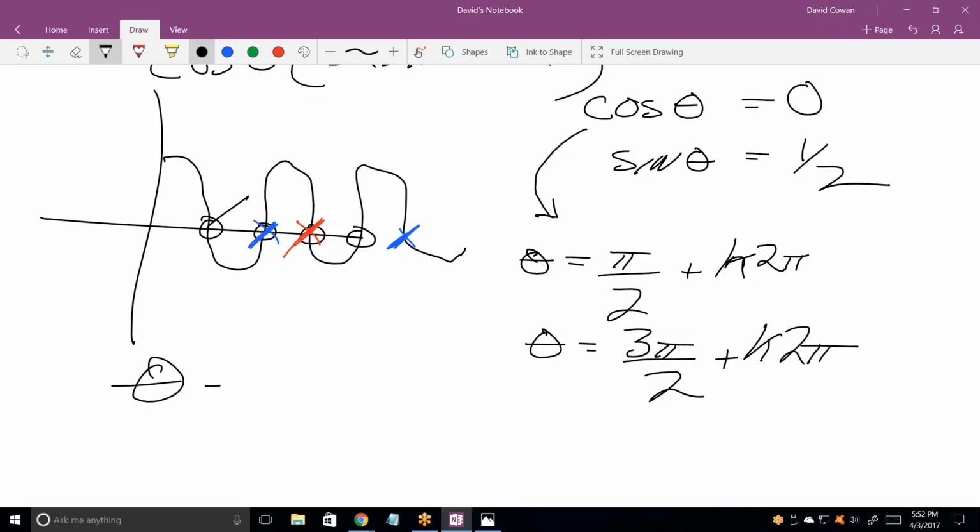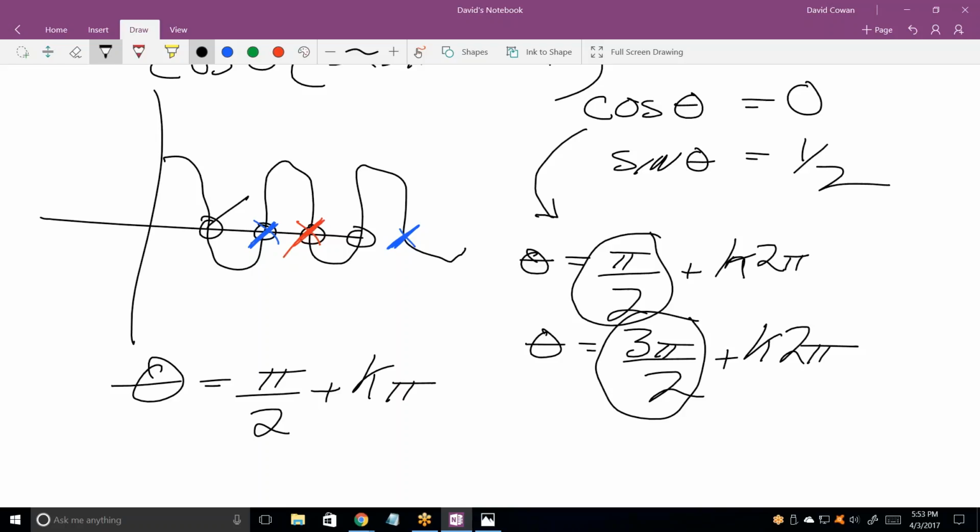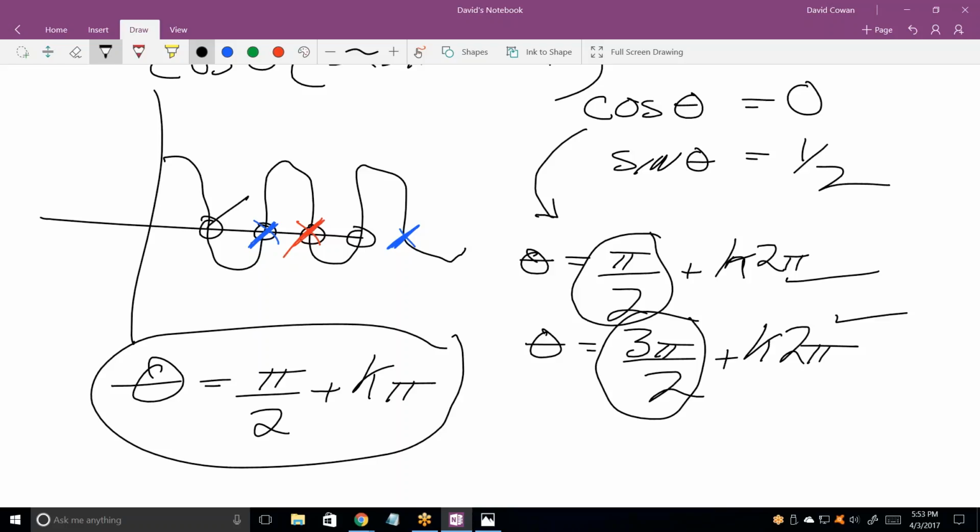If I said theta was pi over 2 plus k pi, does that include all my solutions? Well, it gets pi over 2, and then when k is 1, I got 3 pi over 2. When k is 2, I've got 5 pi over 2, my next solution. This actually handles both of them. And never write in 2 equations what can be written in 1. Most of these answers, you've got to use 2 equations to write the infinite series, but always check and see if 1 equation won't do it.